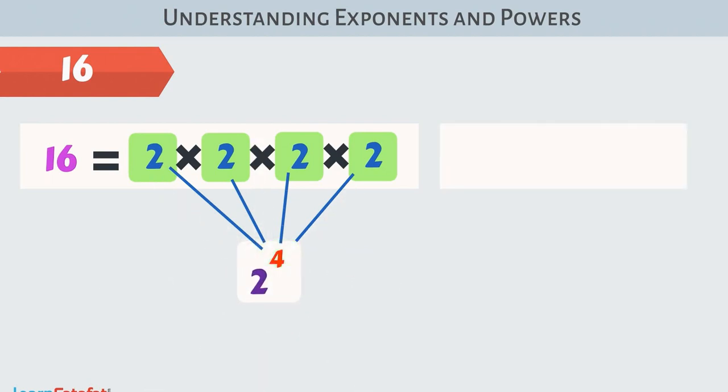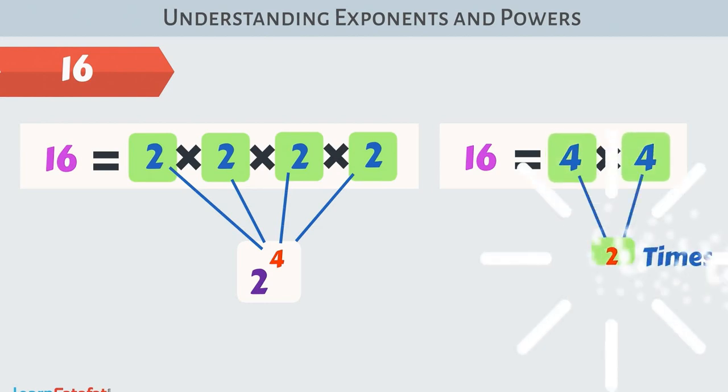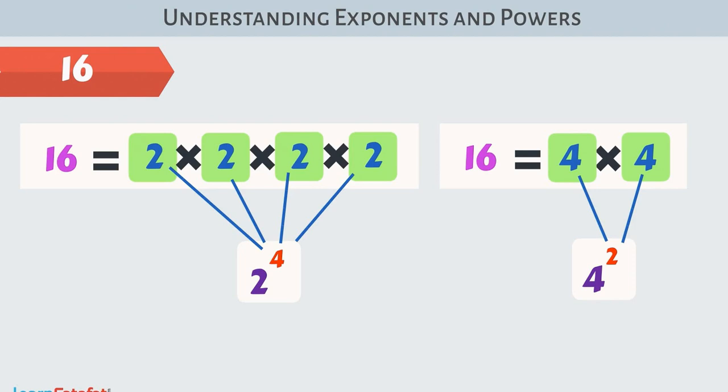We can also represent 16 as product of 4 with 4. This means that exponential form of 16 can also be written as 4 raised to power 2. So a number can have different exponential forms.